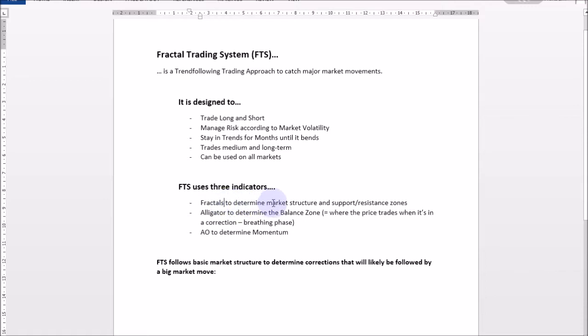themselves. They are used to determine market structure and support and resistance zones. Then there is an indicator called alligator, and that is what I refer to as the balance zone. That's where the price trades to in a correction. After you had a big move, the market is going to consolidate, and this consolidation will head into what I refer to as the balance zone. That's where the market trades when it wants to breathe. When it has had enough of up or downwards movement, it goes right there.